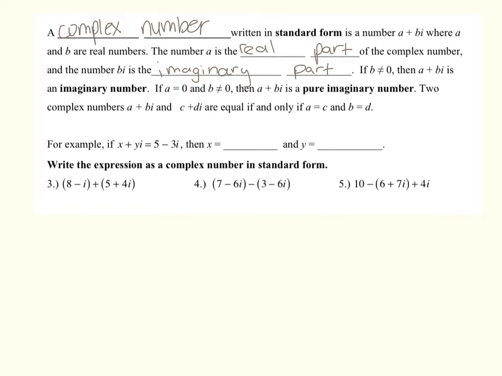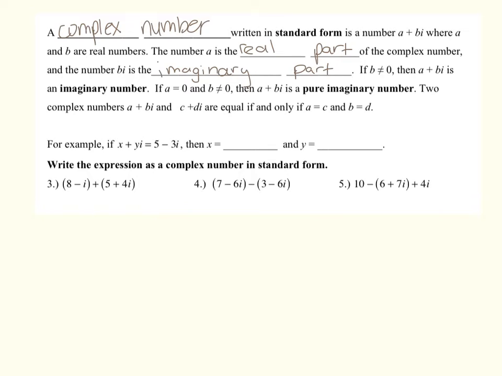If b does not equal 0, then a plus bi is an imaginary number. If a equals 0 and b does not equal 0, then a plus bi is a pure imaginary number. Two complex numbers, a plus bi and c plus di, are equal if and only if a equals c and b equals d. So in other words, corresponding parts have to be equal.